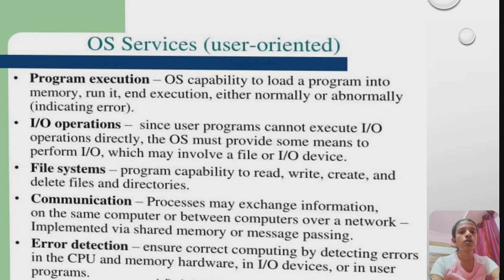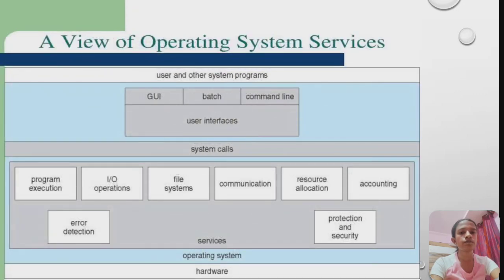File system. Program capability to read and write, create and delete files and directories. Communication. Processes may exchange information on the same computer or between computers over a network, implemented through shared memory or message passing. Error detection. Ensure correct computing by detecting errors in the CPU and memory hardware, in input and output devices, or in user programs.